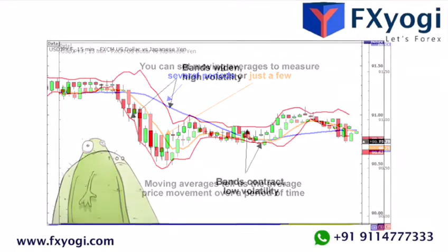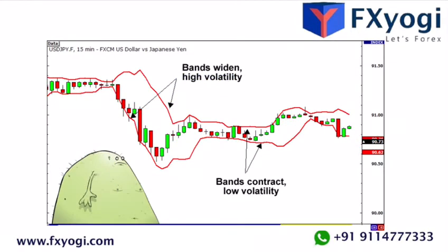Point number 2. Bollinger Bands. Bollinger Bands are excellent tools for measuring volatility because that is exactly what they were designed to do. Bollinger Bands are basically two lines that are plotted two standard deviations above and below a moving average for an X amount of time, where X is whatever you want it to be.